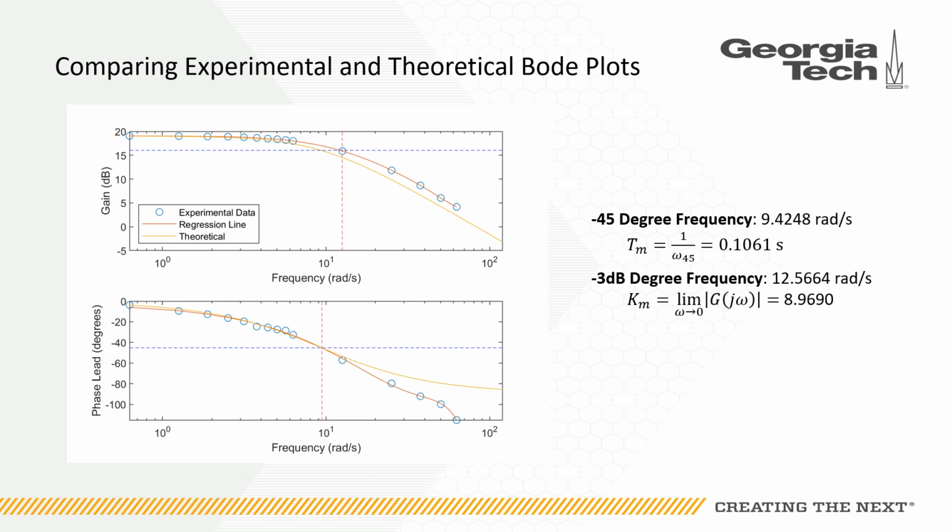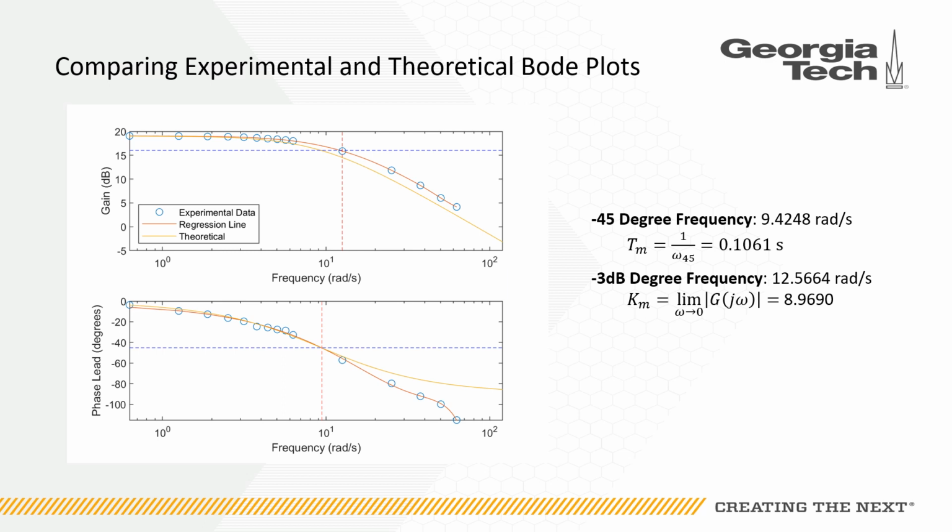The comparison to the theoretical Bode plot shows that we can assume this is a first-order system since the slope of the gain plot after the cutoff frequency is close to negative 20 dB per decade. From the experimental data, a motor time constant of 0.1061 and a motor gain constant of 8.969 were determined.